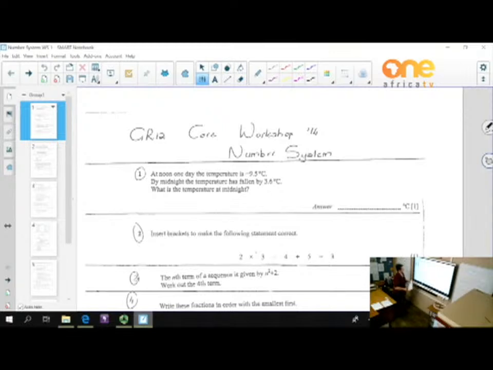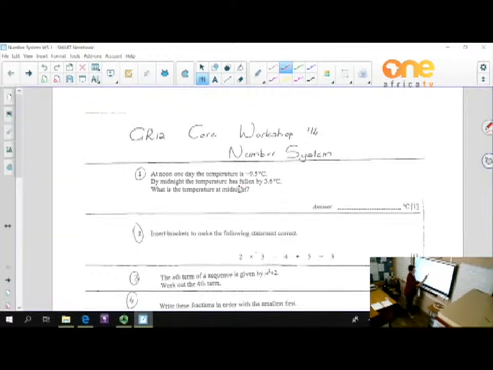Right, the first one says, at noon one day the temperature was negative 9.5 degrees. By midnight it had fallen by 3.6 degrees. What is the temperature? So that means we are going further below, and you actually have to add those two. This is actually minus 3.6, and the answer is then negative 13.1 degrees.